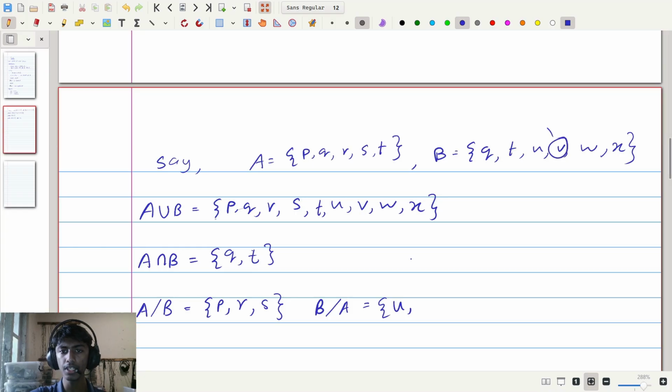If you take V, V cannot be found here. V is also an element of the difference of B relative to A. W is also an element and X is also an element because W and X are also not in A. So you will notice that here, the difference of A to B is not the same as the difference of B to A. They are in fact different sets, so you cannot swap that around.